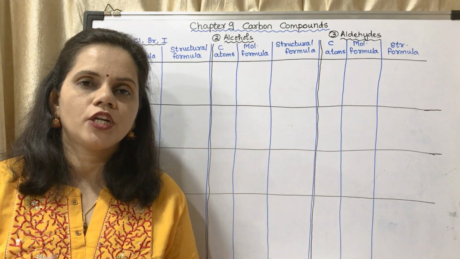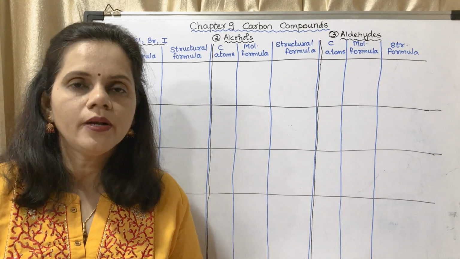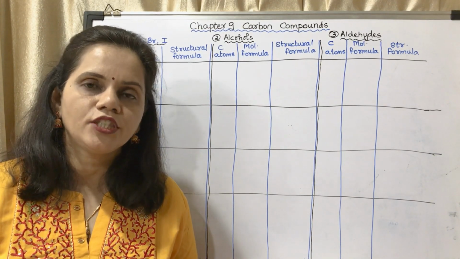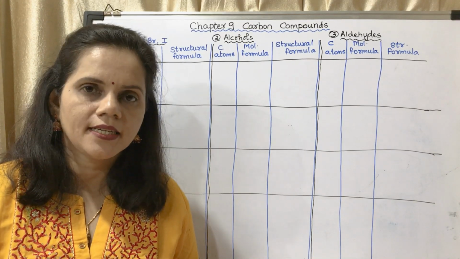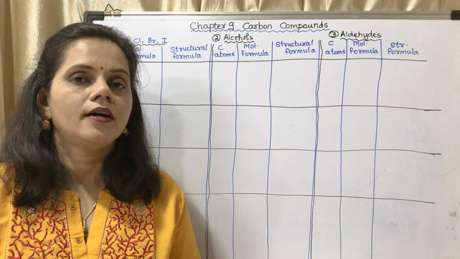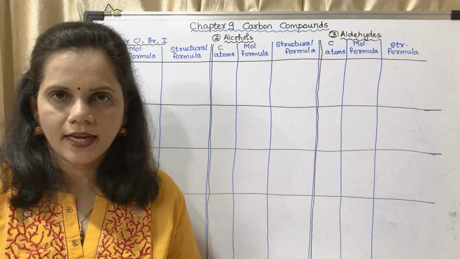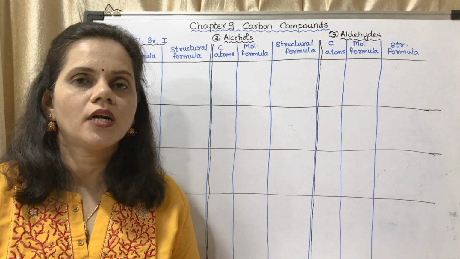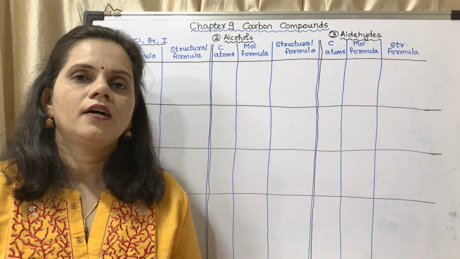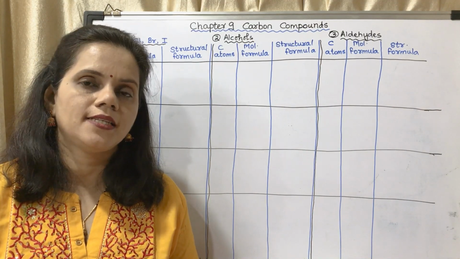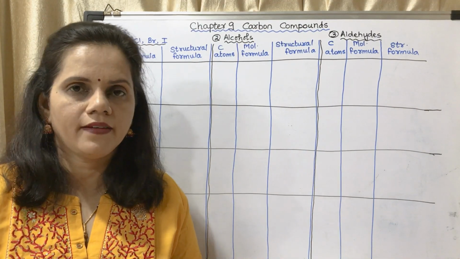The first one is chloro, bromo or iodo. Then we studied about alcohols, aldehydes, ketones, carboxylic acid, ether, ester, amine, and about alkenes and alkynes. Now we are going to study the first 4 compounds of these functional groups, of the compounds possessing these functional groups. One by one we will see.